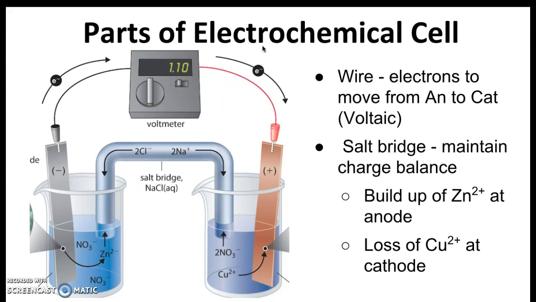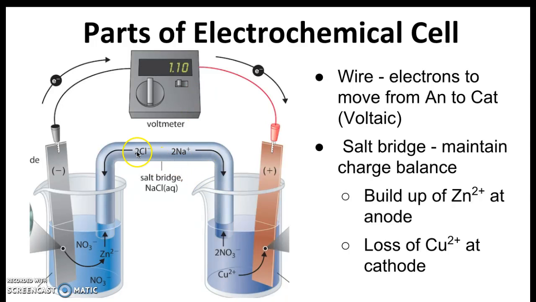Okay, there are a couple more parts I want to talk about for electrochemical cells. We've already looked at the electrodes. Let's talk about the wires next. As you notice in this diagram, you have wires connecting the two pieces of metal, the two electrodes, and it's through these wires that the electrons flow. The electrons flow through here and can be monitored through this voltmeter.